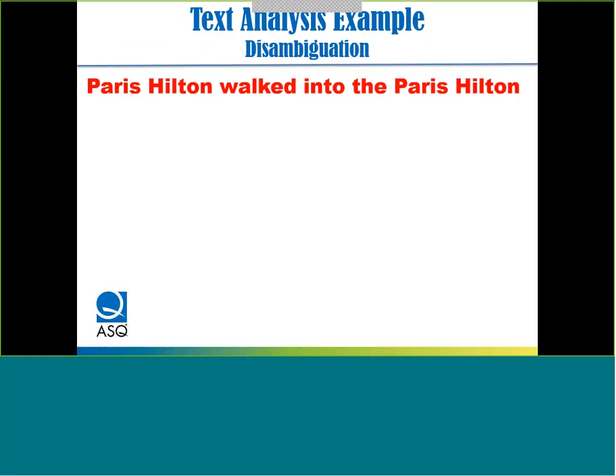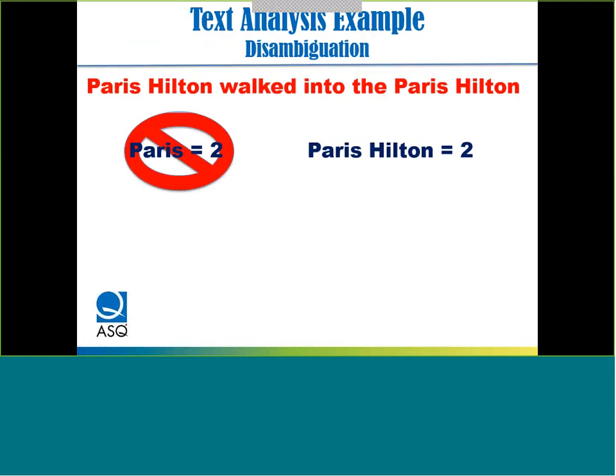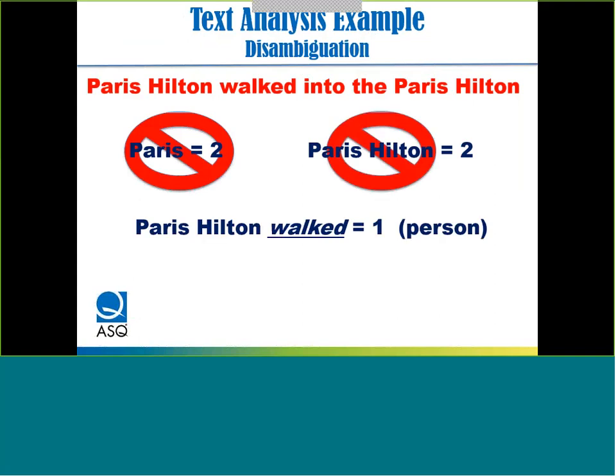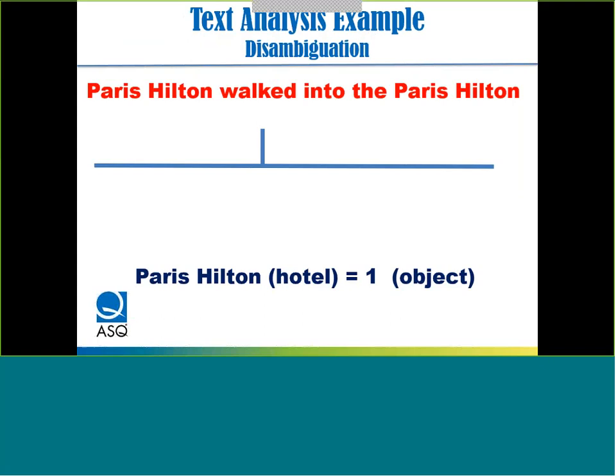How are we going to look at what the important pieces of those are? Okay, word count. Paris is there twice. That doesn't tell us anything. Paris Hilton is there twice. That doesn't tell us anything. Paris Hilton walked. Okay, that's a person, and the other one is an object. How do we know that?